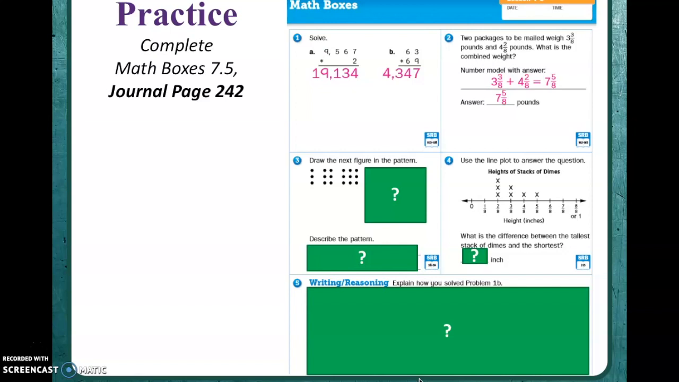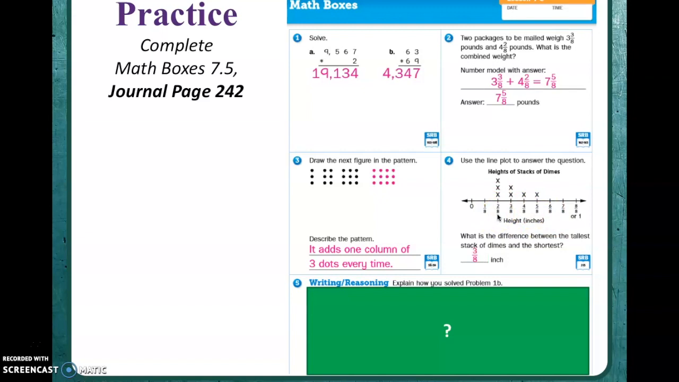Using the pattern below, you need to figure out what the next one is. You can see it's a 3 by 4. Describe the pattern. It adds one column of 3 dots every time. Number 4 is a line plot, and it says, what's the difference between the tallest stack of dimes and the shortest? Hopefully you knew that 5/8 was the tallest and 2/8 was the shortest. So 5/8 minus 2/8 gives you 3/8.